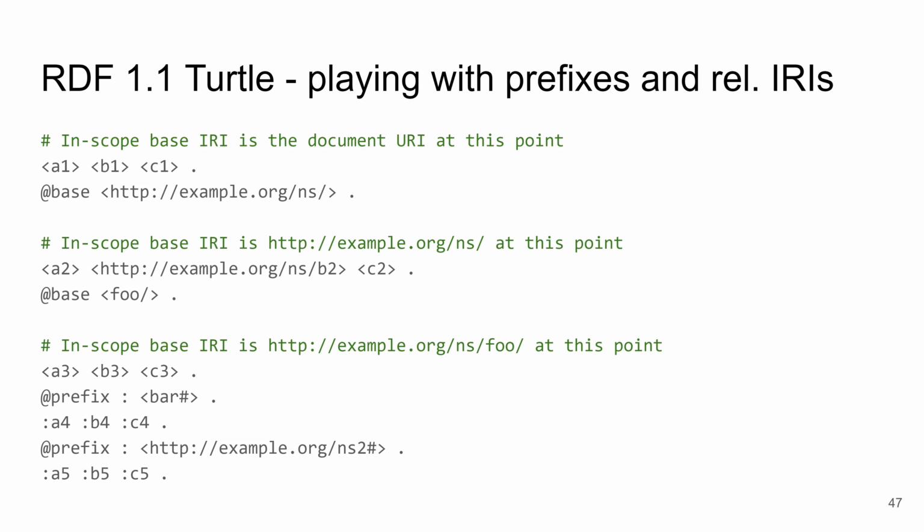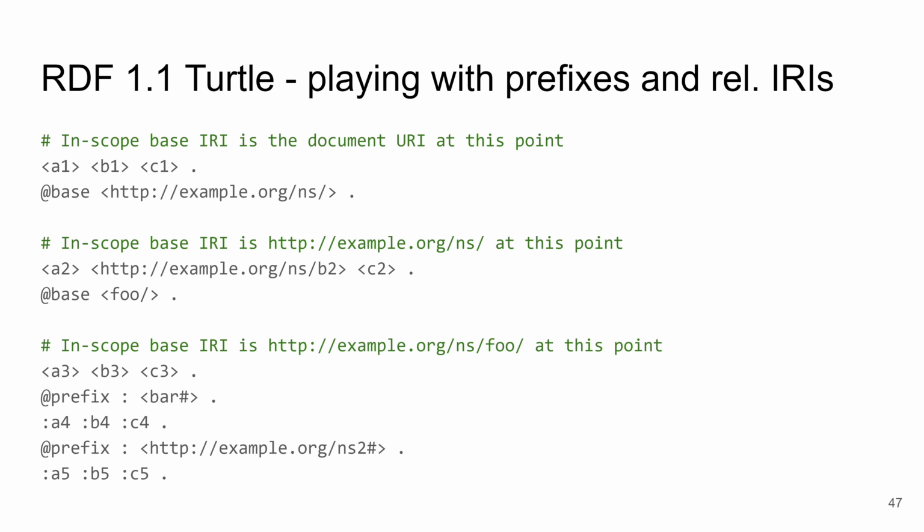Now, this is kind of a funny example of what can be done with prefixes and relative IRIs in Turtle. So here we'll take a look at this document and we'll try to think about which IRIs are represented by the shortened representation in the document. So we'll start from the top.